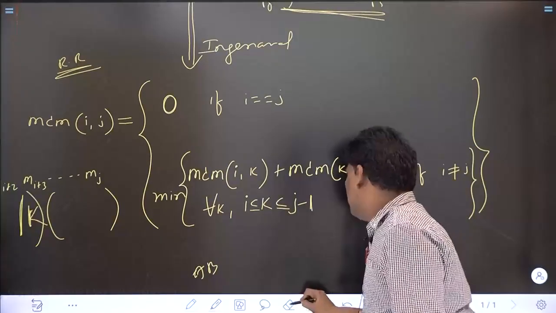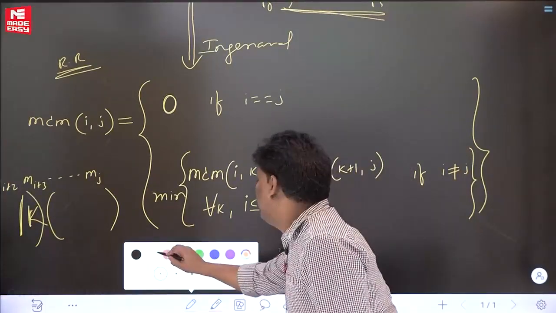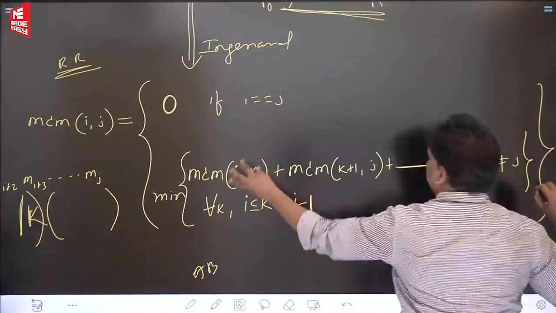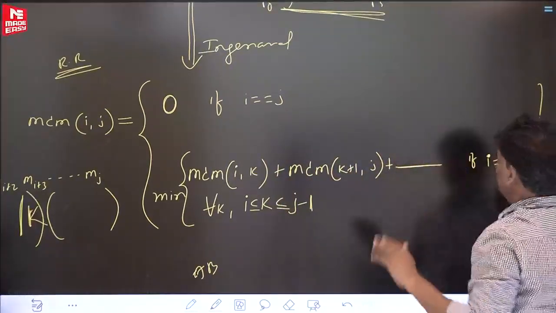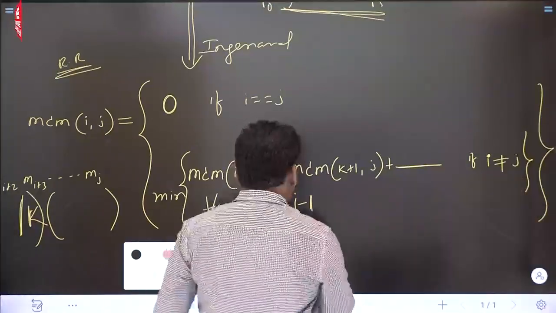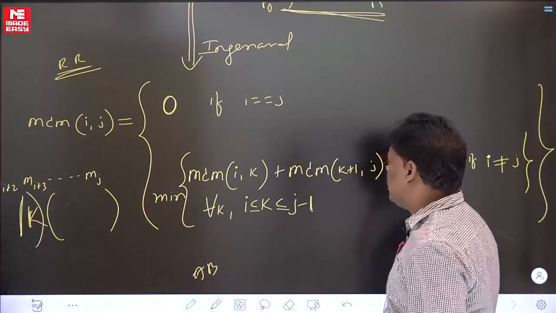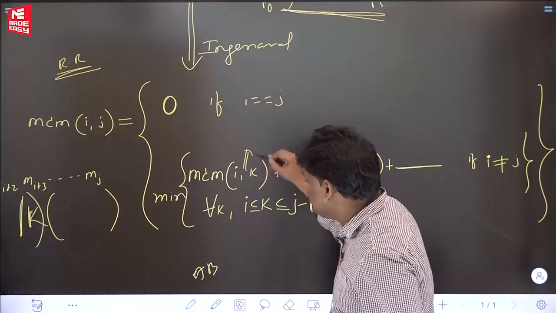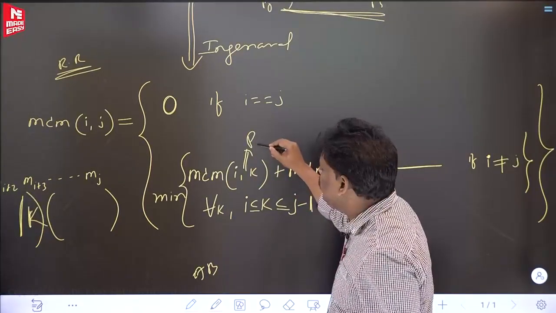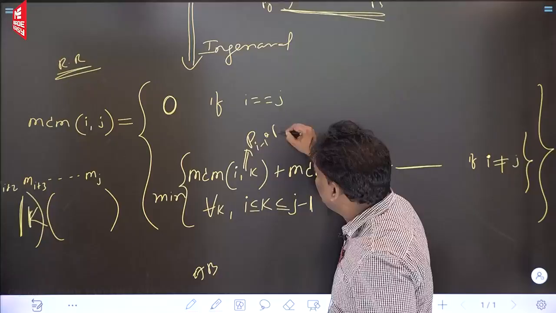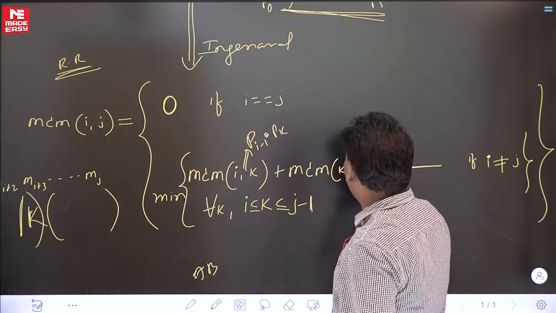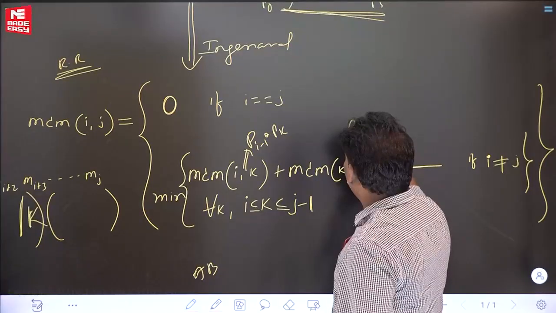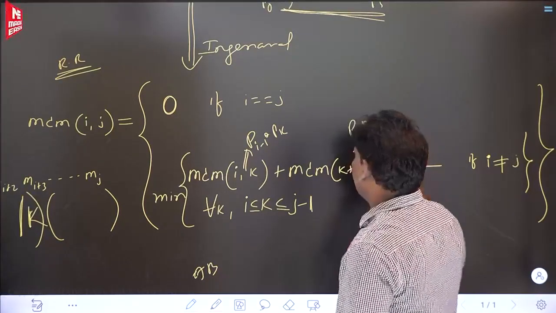Let me write the combined cost also. I forgot. What is the combined cost here? Plus. This is the left cost, this is the right cost, and this is the combined cost. If I is not equal to J, this is the story. Some people are asking, sir, how to find out the combined cost? Everyone knows. Can you help me now? If you see the resultant matrix size, what is the answer? Pi minus 1 into Pk. Sorry, this resultant matrix size is Pk into Pj. Please check.